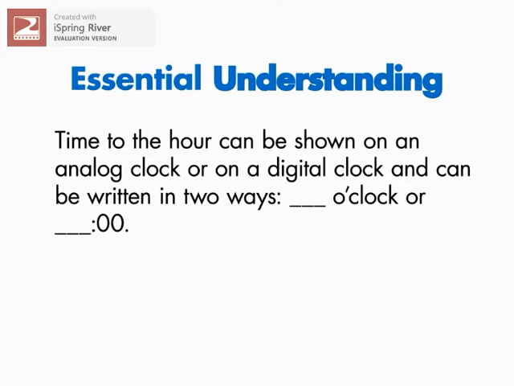The essential understanding for this lesson is: time to the hour can be shown on an analog clock or on a digital clock, and can be written in two ways, using the word o'clock or using numbers and a colon.